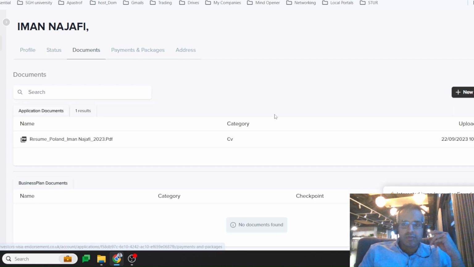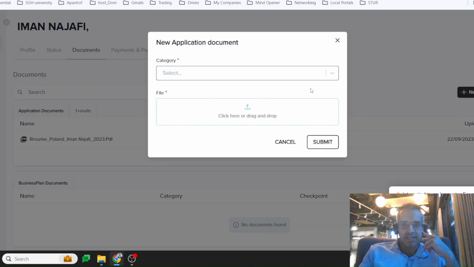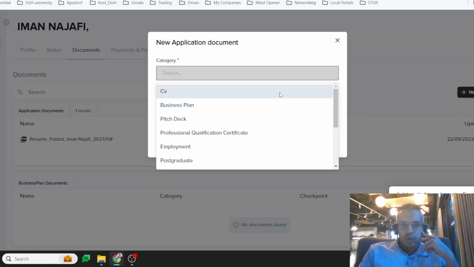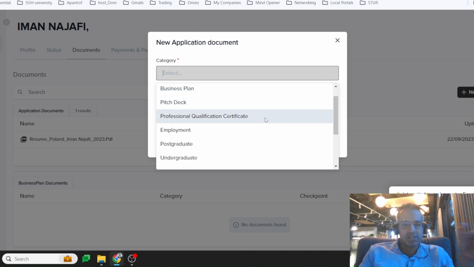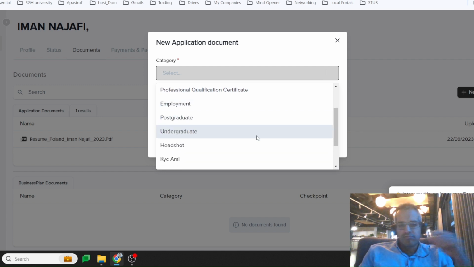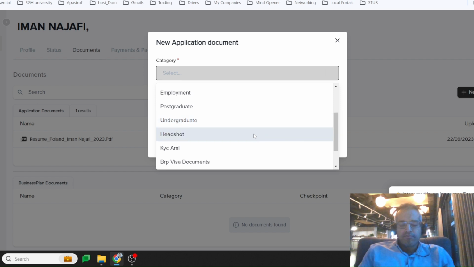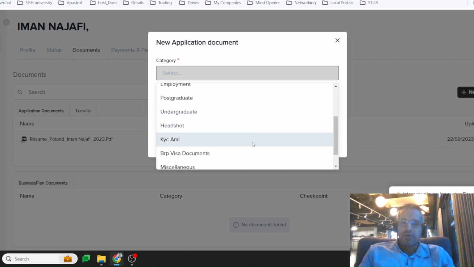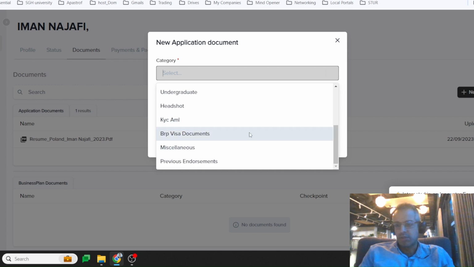You have to attach a series of documents. You should add the CV, the business plan, pitch deck, professional qualifications related to the business that you are going to implement, employment history, postgrad and undergrad certificates, a headshot, a photo of yourself, and the KYC AML form. That is a form that you will download and fill in. The BRP and visa documents are the documents related to your residency status.